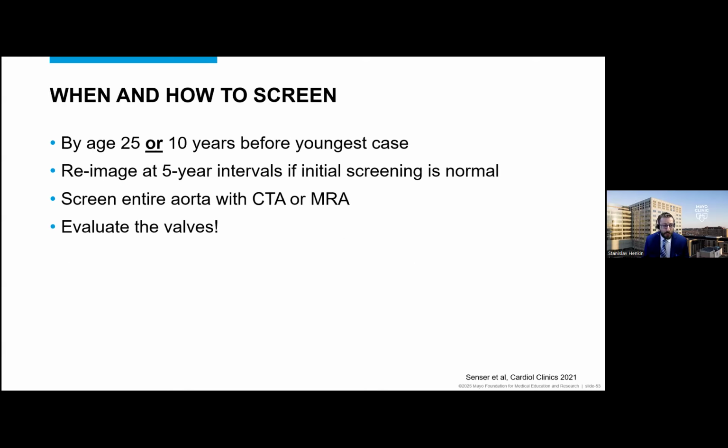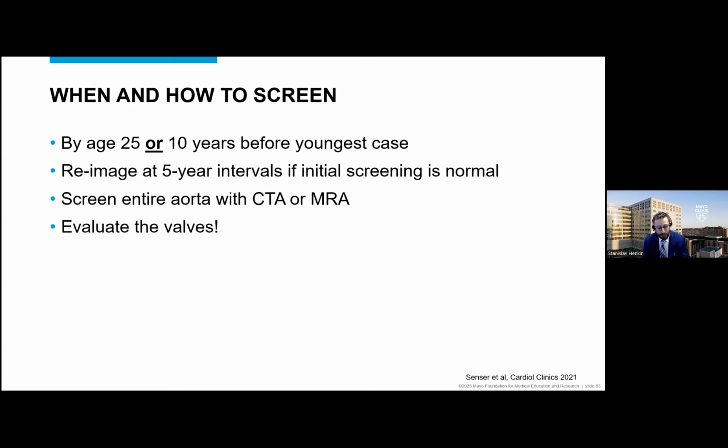How should we screen? By age 25 or 10 years before the youngest case. Really, really important. So if somebody was identified at age 20 or 15, you should be screening 10 years before the youngest case. Reimage at 5-year intervals if initial screening is normal. So it's not one and done, especially if you start screening at a younger age, because remember, penetrance is going to be different with each gene as well. Screen the entire aorta once with CTA or MRA and evaluate the valves. Remember, with Marfan syndrome, you can have mitral valve prolapse.